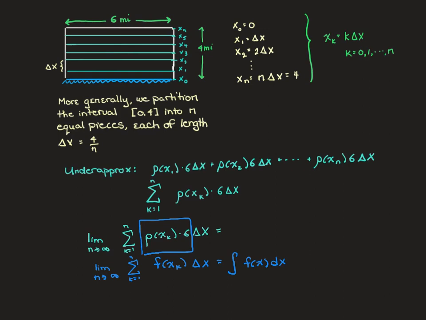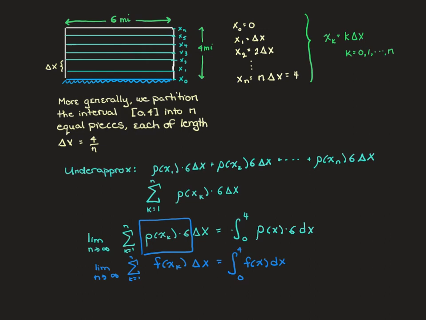Now, the question is, what's a and b? We know that x sub 1 is very close to 0. And if we take the limit as n goes to infinity, delta x goes to 0 and x sub 1 goes to x sub 0. So we start at 0 and x sub n is 4. So back in this expression, this is going to be the integral from 0 to 4 of rho of x times 6 dx.